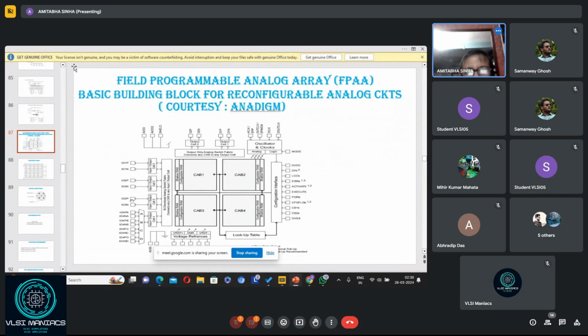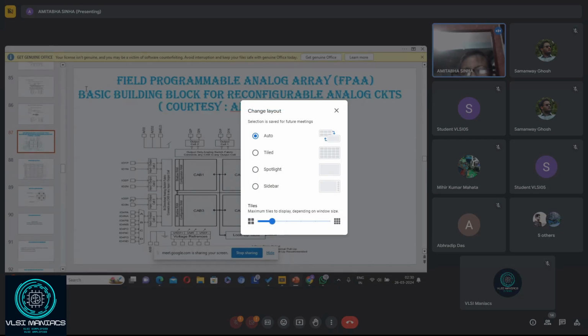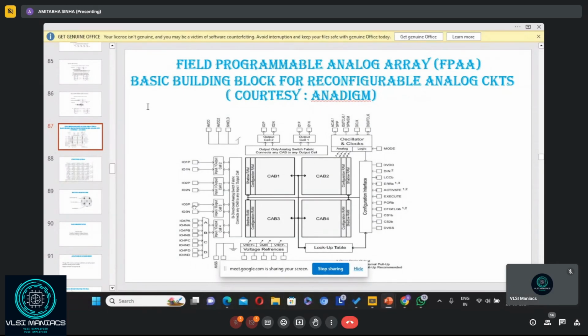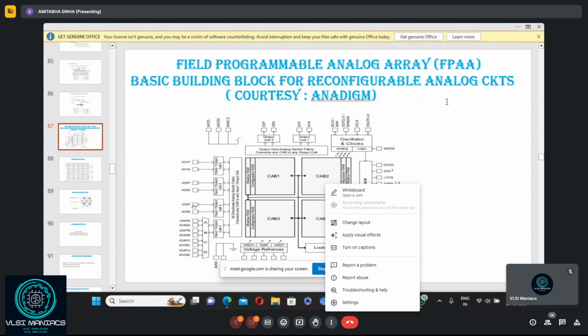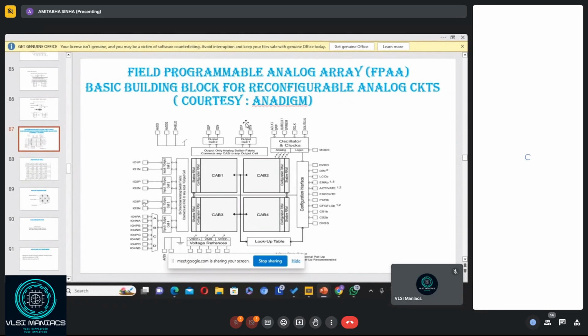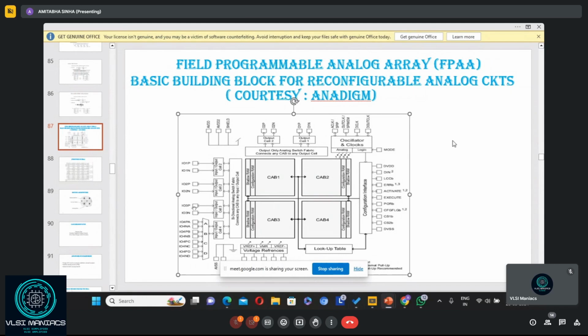Good afternoon, sir. So let's review a little bit of last time's talk. We started discussing field programmable analog array, abbreviated as FPAA. Now, we know that the basic building blocks for FPAA are CAB, which stands for Configurable Analog Block, then input output, and some switching networks.